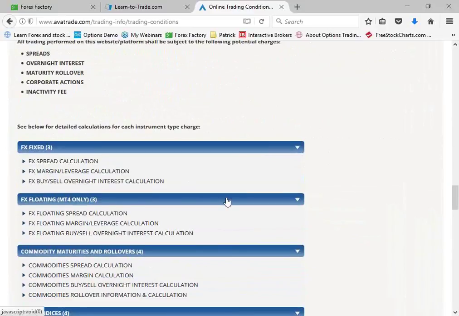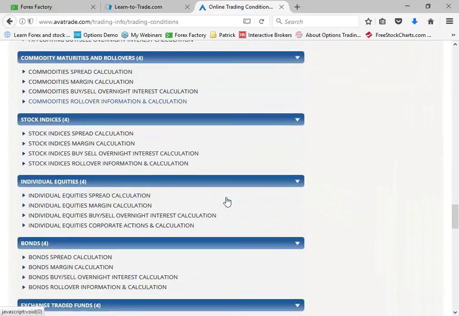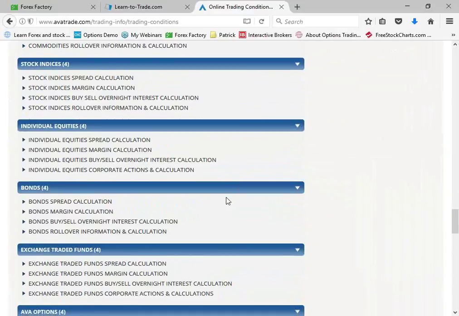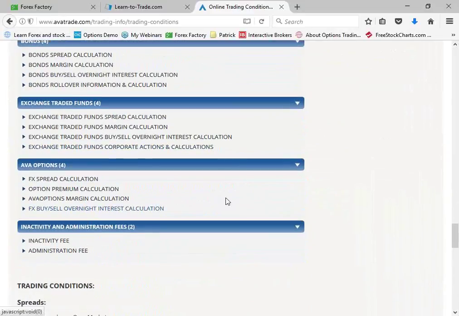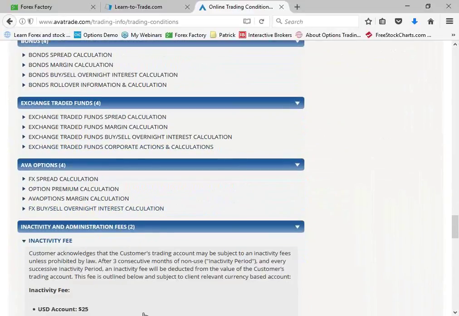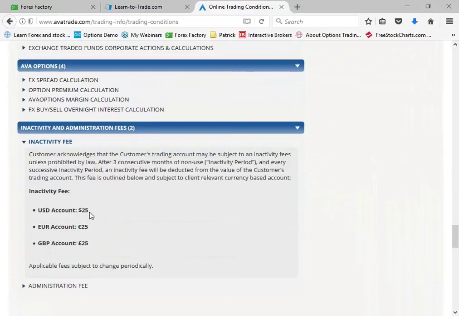Okay, and you can see if I go scrolling down, we should see inactivity fee. It tells you the customer acknowledges that the customer's trading account may be subject to inactivity fees unless prohibited by law after 3 consecutive months of non-use. And every successive inactivity period, an inactivity fee will be deducted from the account. If I'm not mistaken, that inactivity fee is $25. Okay, so just be aware of that.